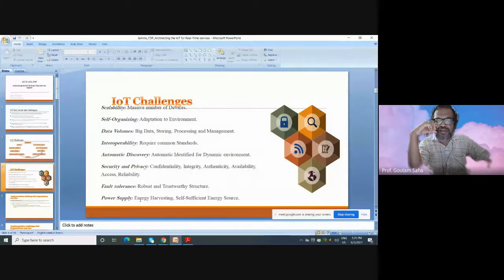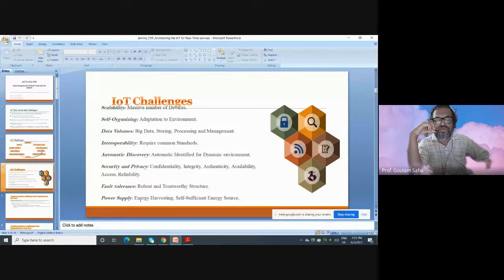It has to discover, and it has to connect, and I don't know how heterogeneous the network is. It belongs to whatever network, whatever protocol it has got. Interoperability, same thing. Interoperability requires common standards.